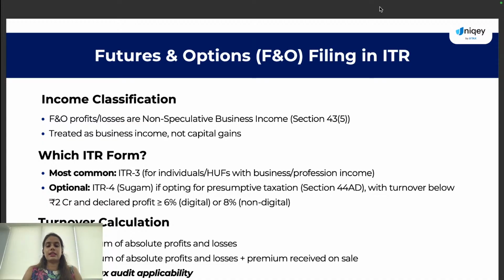If you are following in that category, you can go with that as well. So how can we calculate it? I have mentioned for futures, the sum of absolute profit and losses, and for options, the sum of absolute profit and losses and premium received on sale as well.